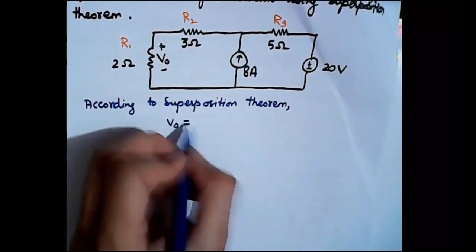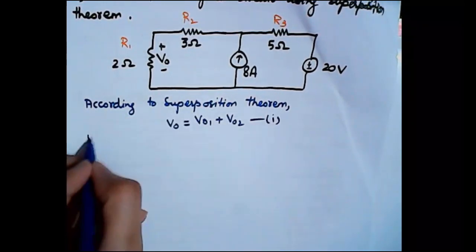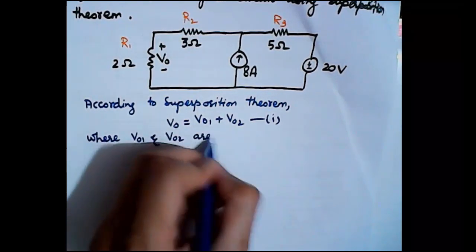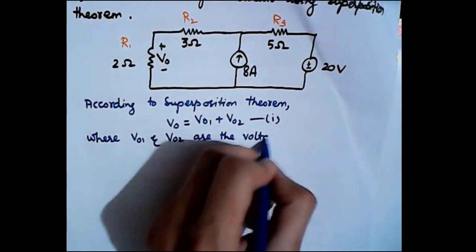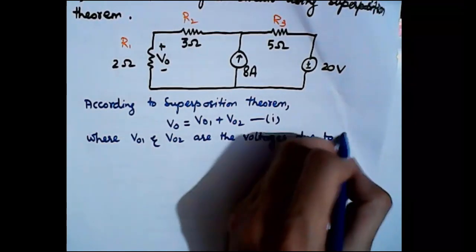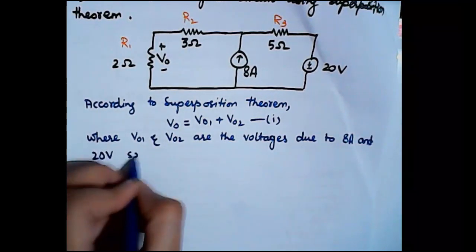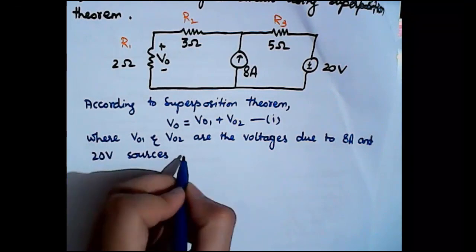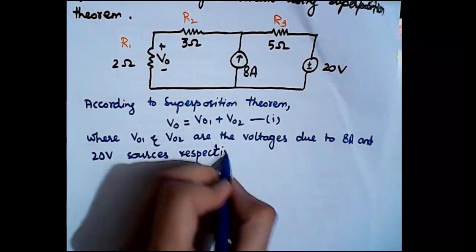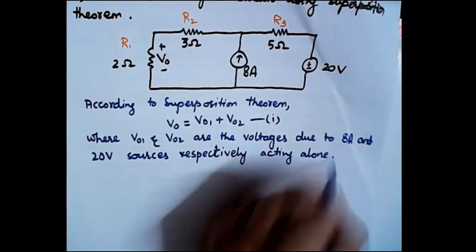V naught is equal to V naught 1 plus V naught 2, name it as equation 1, where V naught 1 and V naught 2 are the voltages due to 8 amperes and 20 volt sources respectively acting alone, right?